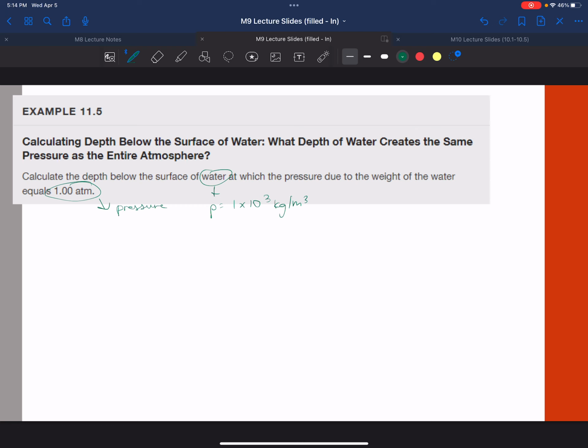And if we're calculating the depth or the height, then we're going to be using P equals h times density times gravity. If we have density, we always know the value for gravity, and we have the pressure, we can solve for height. I'm just going to rearrange this so we can do that easily. h equals P divided by rho times g.